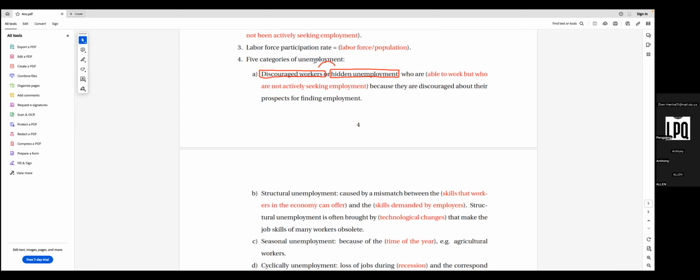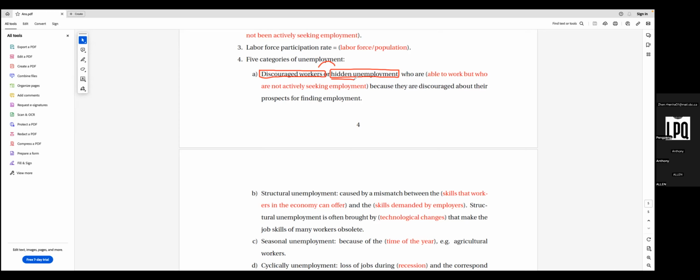I already gave you one example. A stay-home mom, also called a full-time mom, just wants to take care of her babies. Due to whatever reasons, they are able to work, but they don't want to find a job. This kind of people is a discouraged worker or hidden unemployment. One more question is why we call them hidden unemployment?